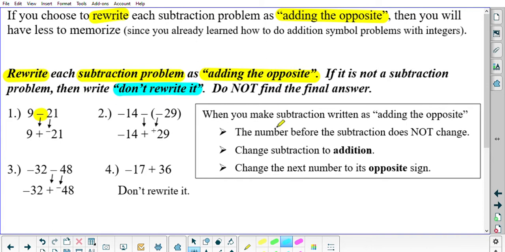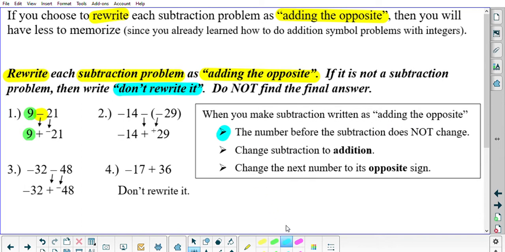Now, I gave you a little helpful box here on the side. 3 things that you're basically going to do. When you make subtraction rewritten as adding the opposite, first thing, the number before the subtraction symbol, which means to the left of the subtraction symbol, will not change. Take a look at number 1. 9 is still 9. It did not change. The number to the left of the subtraction symbol will not change.